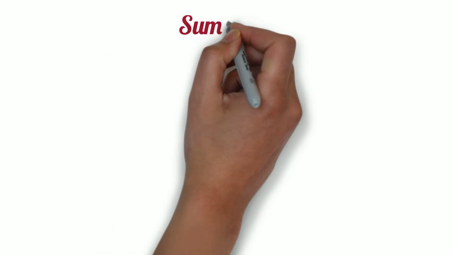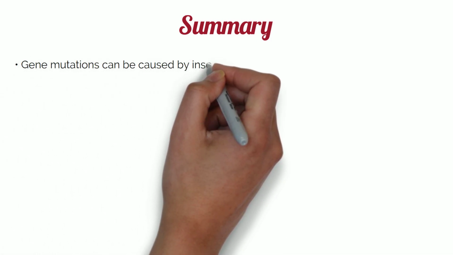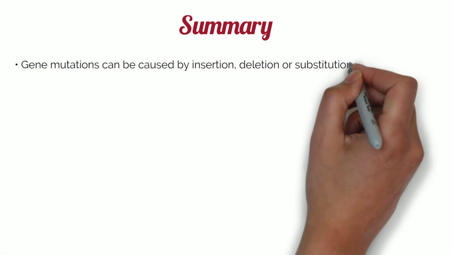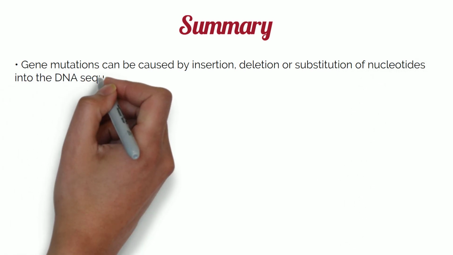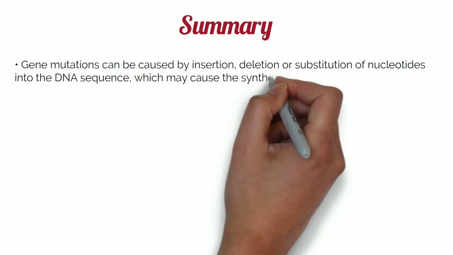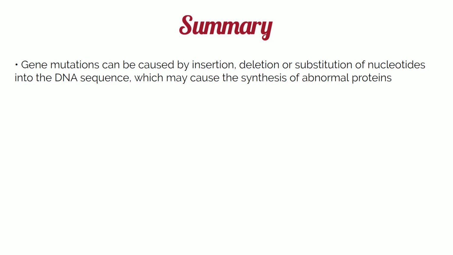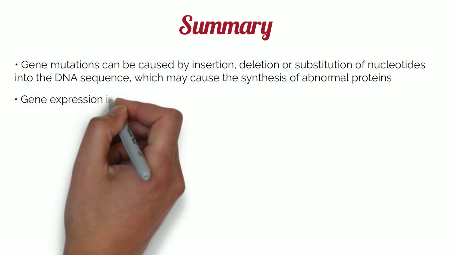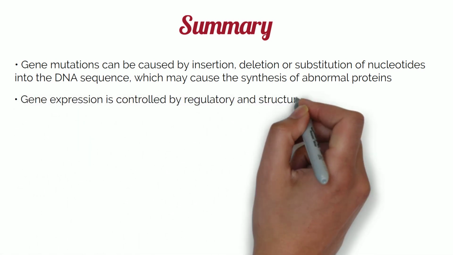Now to summarize. Gene mutations can be caused by insertion, deletion, or substitution of nucleotides into the DNA sequence, which may cause the synthesis of abnormal proteins. Gene expression is controlled by regulatory and structural genes.